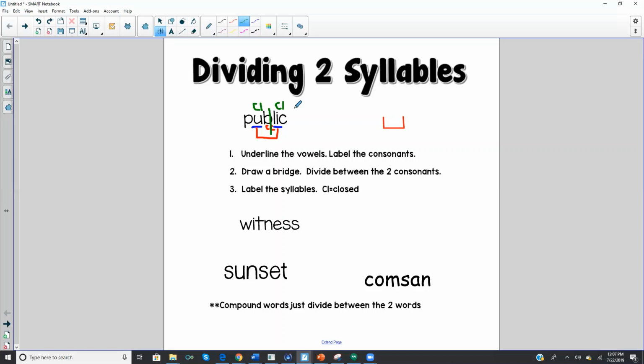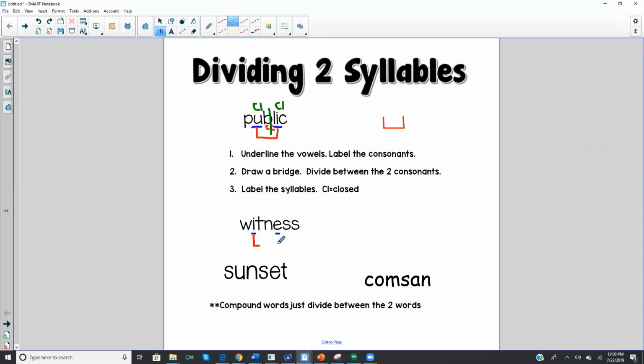So now let's go down here and practice with this one. Is that whiteness or witness? Well, let's see. Okay, let's go ahead and underline our vowels. What are our two vowels in this word? I and E. So I'm going to underline the vowels. And the next thing I'm going to do is draw a bridge between those two vowels. So we're going to do that.